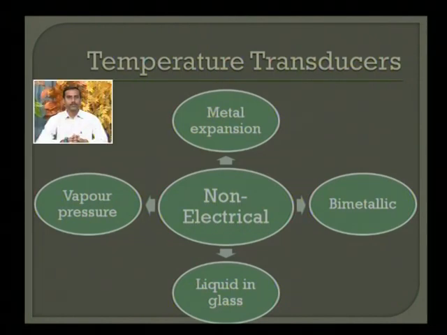Basically, temperature transducers are categorized in two categories: non-electrical and electrical. What are the non-electrical kind of devices? Metal expansion, starting with the first one. Metal expansion devices. We know that thermal expansion is common with metals or almost all physical materials. So whenever you are heating a rod of metal, that metal gets expanded. Now this particular property can be utilized for measurement of temperature, how much it gets expanded.